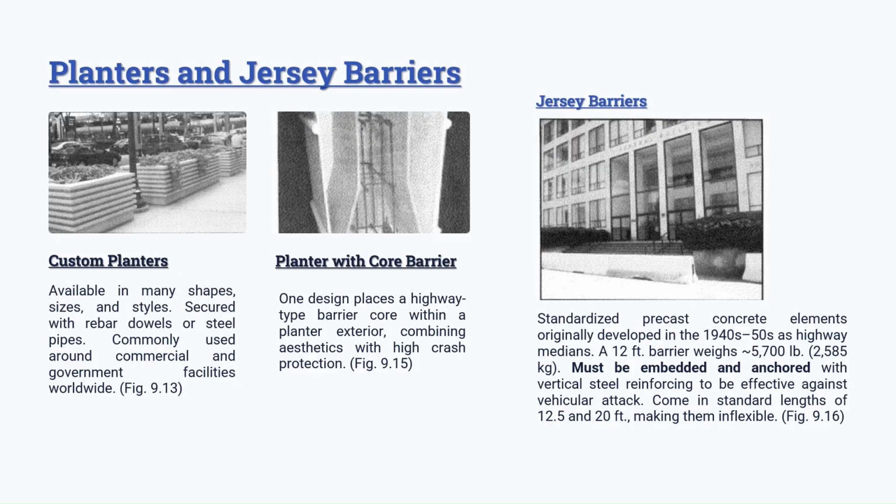Planters and jersey barriers are practical examples of combining functionality with security. Custom planters, available in various shapes and materials like steel or concrete, can act as effective vehicle barriers while blending into the environment. Planters with core barriers go a step further, integrating internal reinforcement to enhance stopping power without compromising appearance. Jersey barriers, originally designed for traffic control, are highly effective in redirecting vehicles due to their shape and mass. These solutions highlight an important concept: security measures can be both effective and unobtrusive when designed thoughtfully.